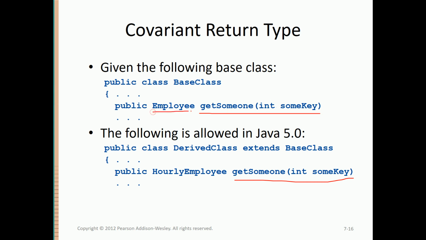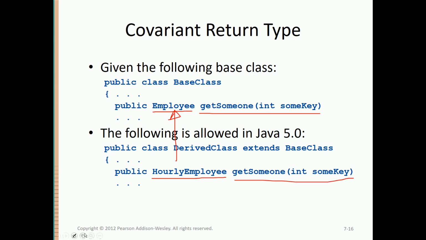However, this getSomeone returns an employee. Can I override by returning something else than an employee? Yes, with one condition. What you should return should be a subclass of the one that you're overriding. Because now when I'm returning an hourly employee as an employee, I can still do an upcasting, remember? I can put an hourly employee inside of an employee, that's fine, because this is called upcasting. So I can do this. But the other way around is not possible.